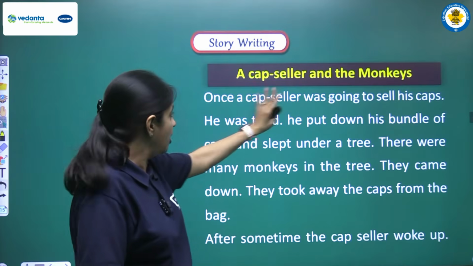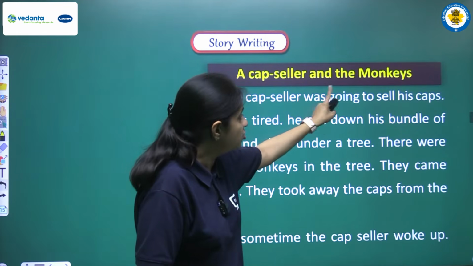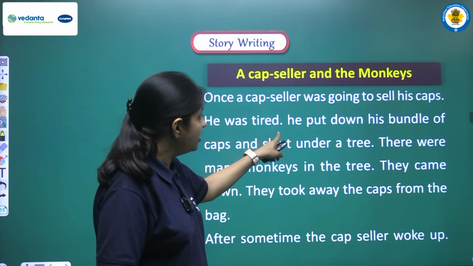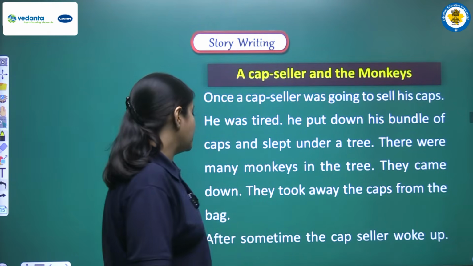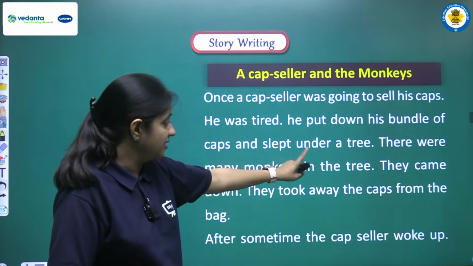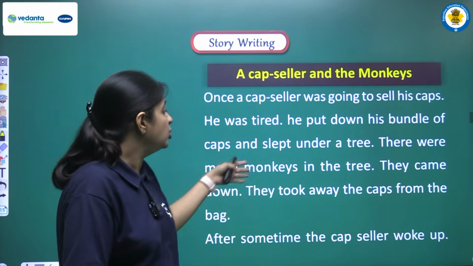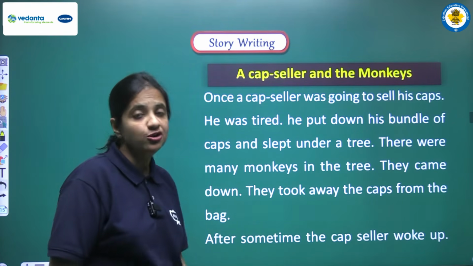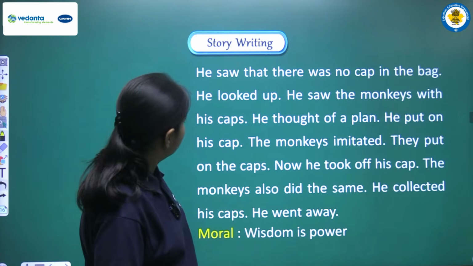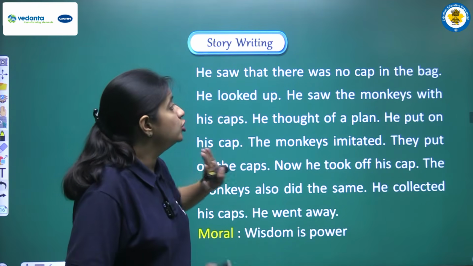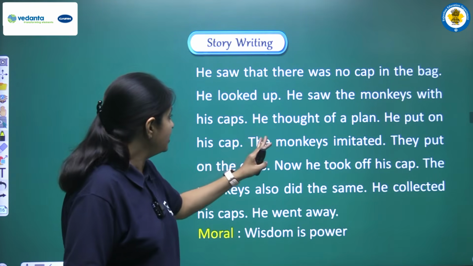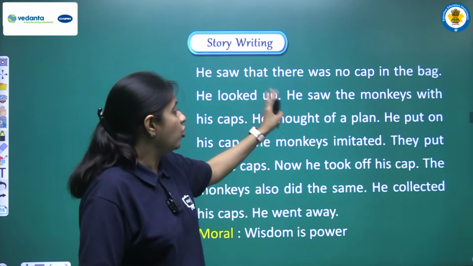This is the title. Now, once a cap seller was going to sell his caps, so we have past tense here. He was tired. He put down his bundle of caps and slept under a tree. There were many monkeys in the tree. They came down. They took away the caps from the bag, or we can say from the bundle. After some time, the cap seller woke up. He saw that there was no cap in the bag. He looked up. He saw the monkeys with his caps. Then he thought of a plan.